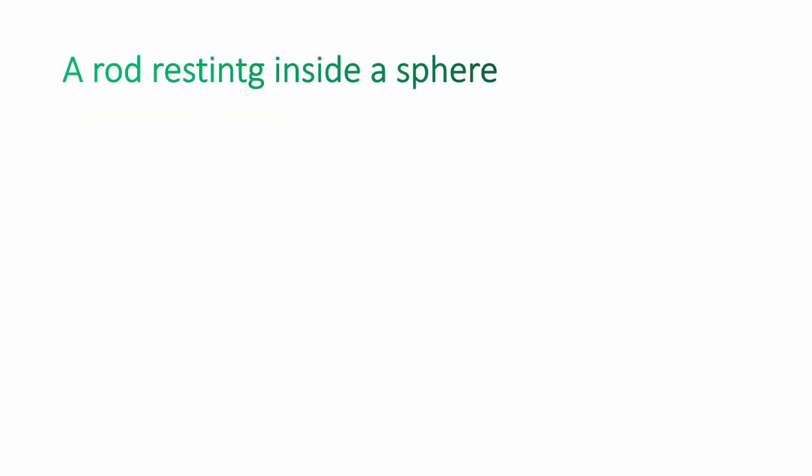Here I am going to take another example, a rod resting inside a sphere. We need to assume the sphere is hollow in shape, that means it has an external diameter and an internal diameter. I have taken one sphere and a rod is inserted inside that hollow sphere. So that rod makes contact at two positions. The first contact is A and the second contact is B.